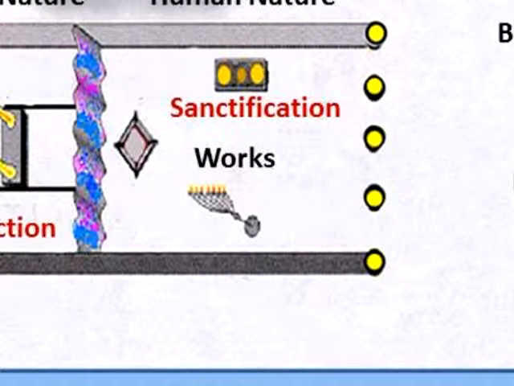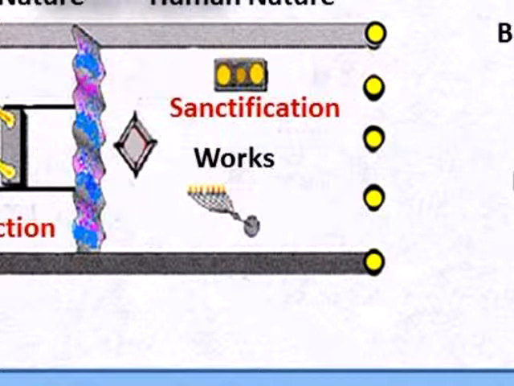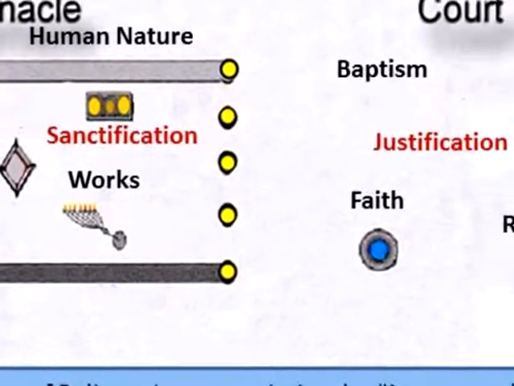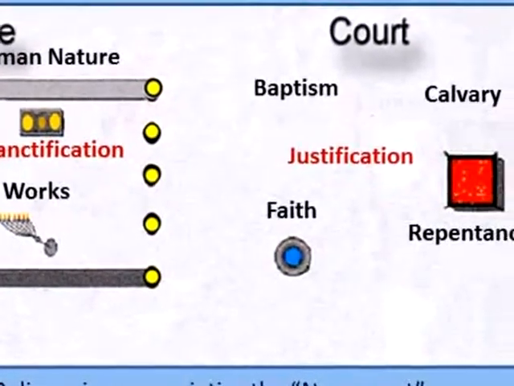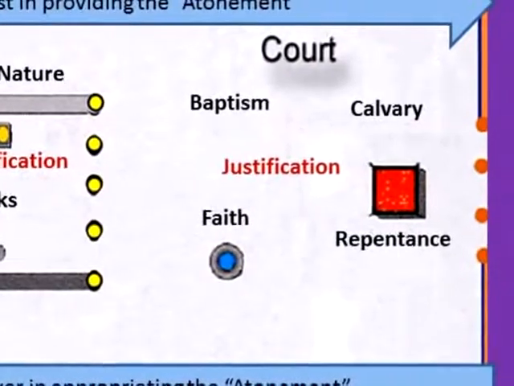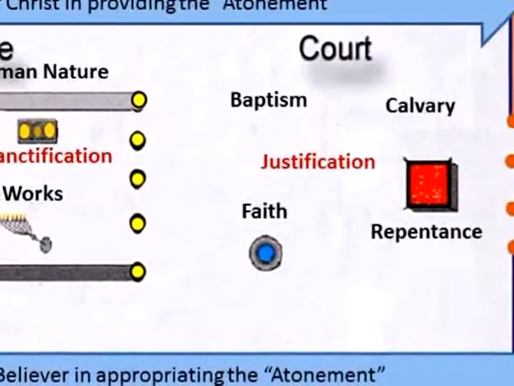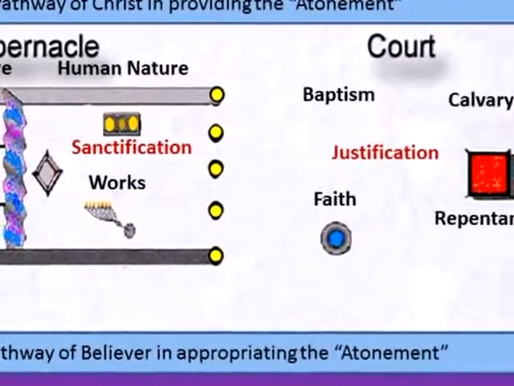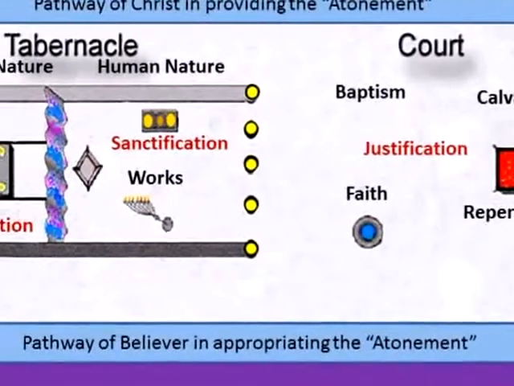And here you have the candlestick, which is the light that provides light to the world. So the candlestick is representing us sharing what we've learned with everybody else. It's our witness. It's our light. So that's our works. That's our growing up process. Now, the courtyard out there where we come to the cross and we repent and then we're baptized, that represents the justification process. That's an immediate thing that takes place.